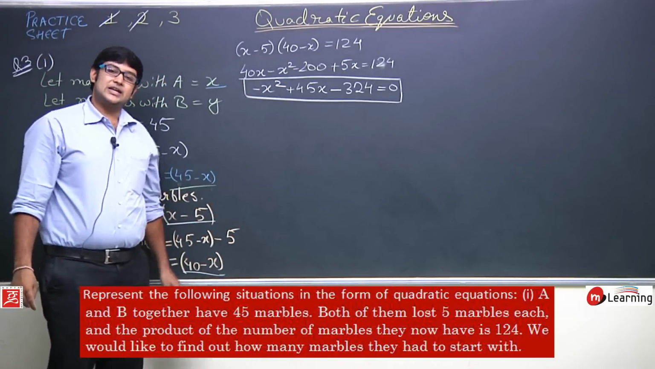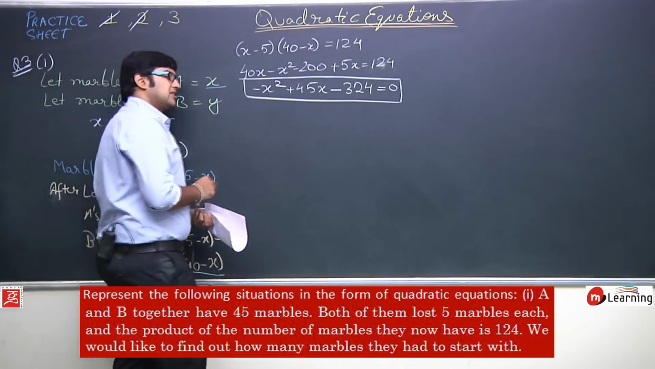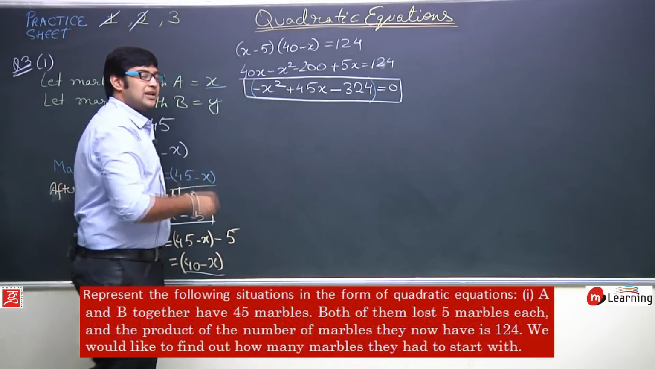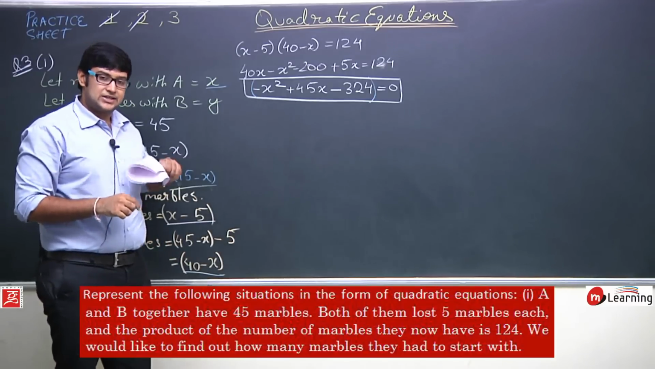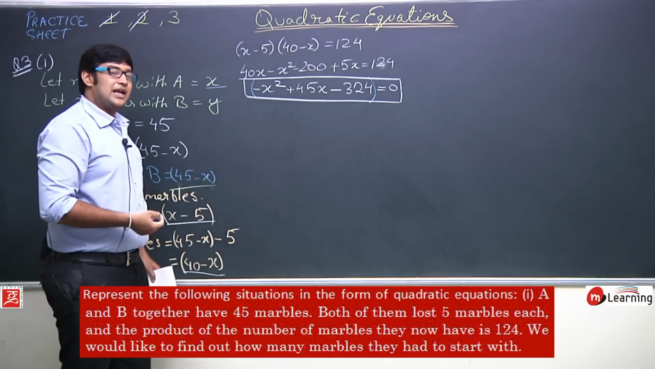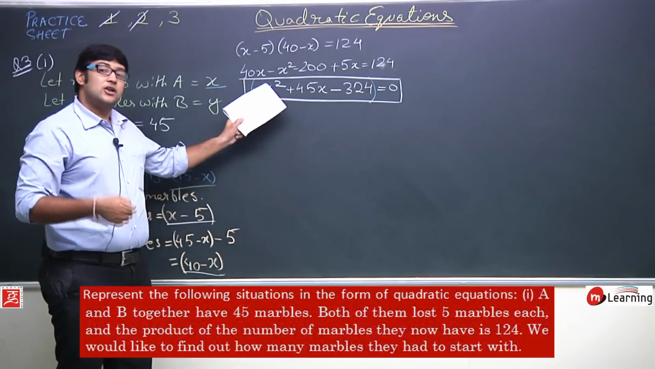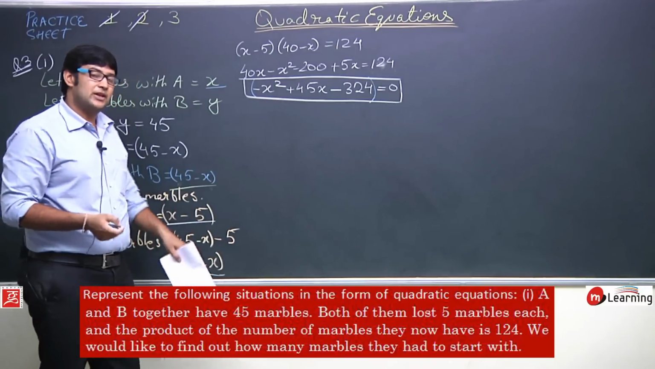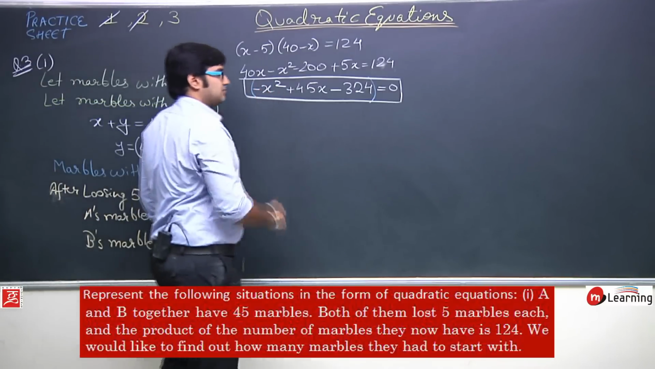Is this a quadratic equation? We can check this. The polynomial is this one. This polynomial has only one variable, that is x. This polynomial has degree equals to 2. This polynomial has coefficient of x square non-zero. Hence, this is a quadratic polynomial and this is a quadratic equation.